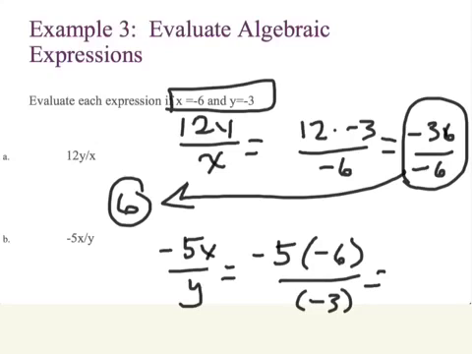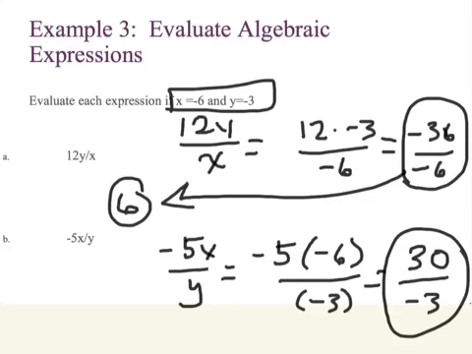Again, let's do what we know to do. A negative times a negative up here is going to give me a positive, so I have a positive 30 in the numerator divided by a negative 3. Remember, when I have different signs, as we do here with this 30 and this negative 3, my answer is going to end up being negative. So my answer over here is going to be a negative 10.